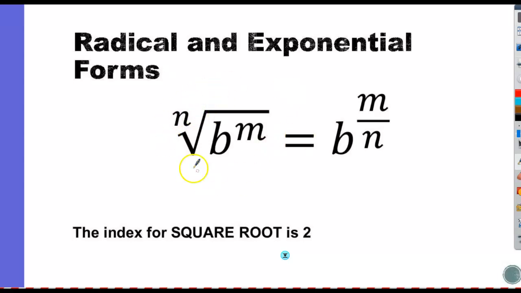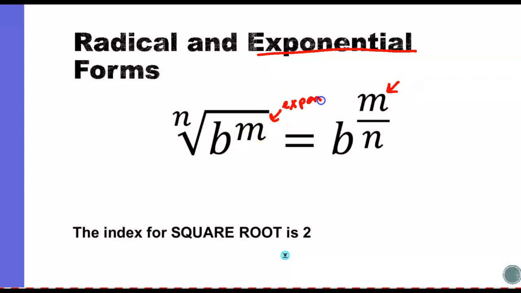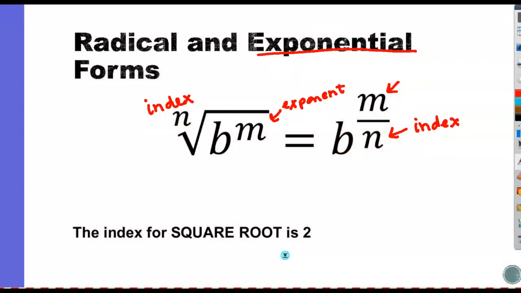So we're kind of used to this format right here, where I have my nth root and whatever's inside might be raised to some exponent, possibly. And the index for a square root is 2, of course. So if we wanted to rewrite that as an exponent, or its exponential form, the exponent will become m over n, meaning my exponent over my index. So basically, the index becomes the denominator of your rational exponent. So keep that in mind.